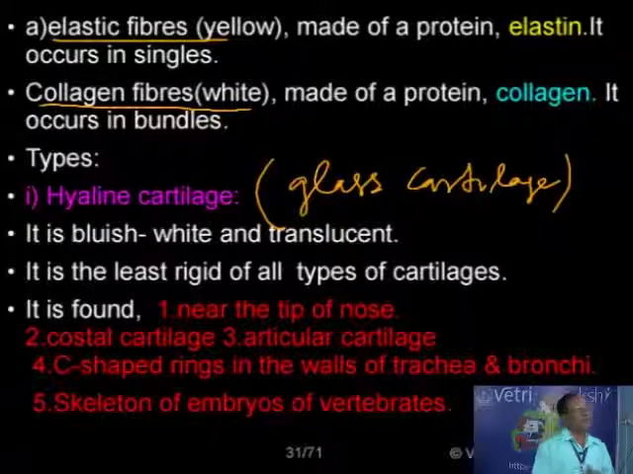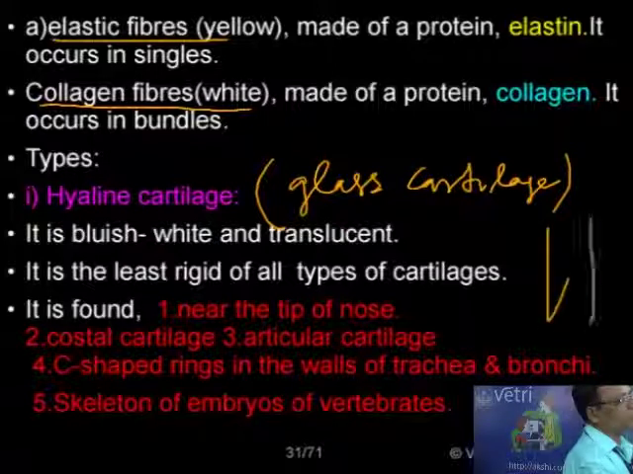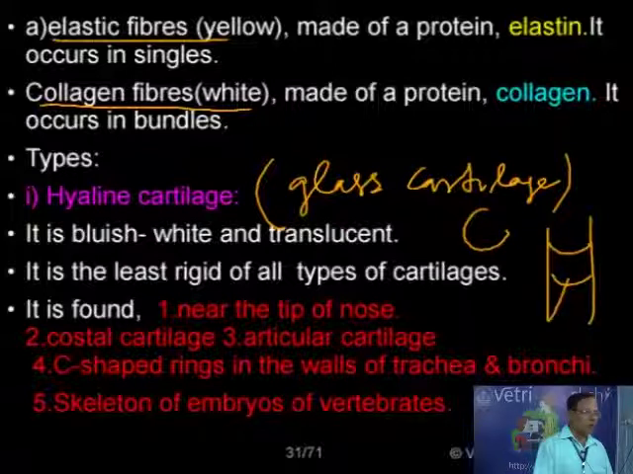Then in the trachea, we have ring-shaped cartilages. Incomplete ring-shaped cartilages, what we call C-shaped cartilages. So the wall of the trachea and the wall of the bronchi are all supplied with the C-shaped cartilages, incomplete ring-shaped cartilages, and they are also nothing but hyaline cartilage.